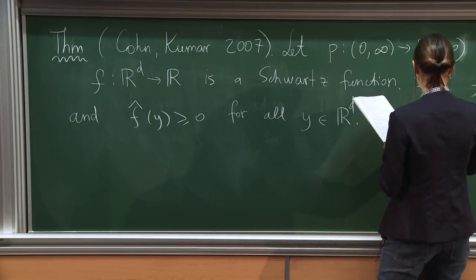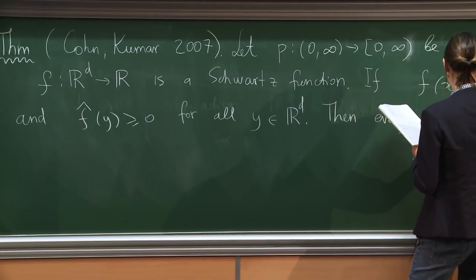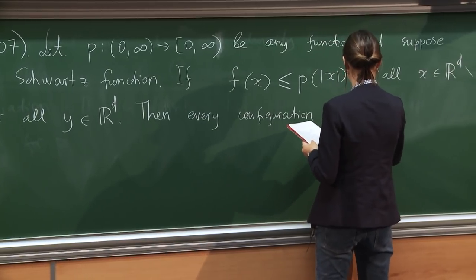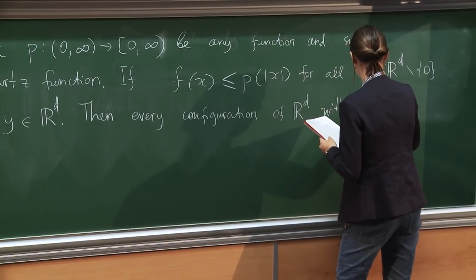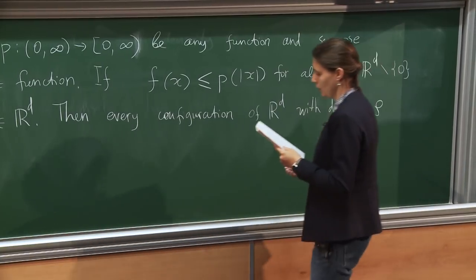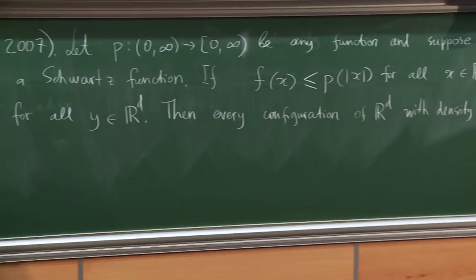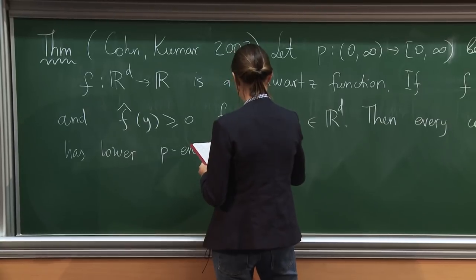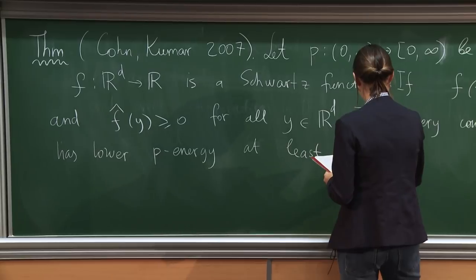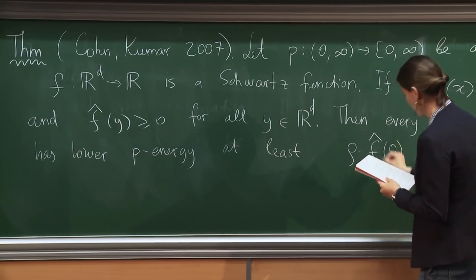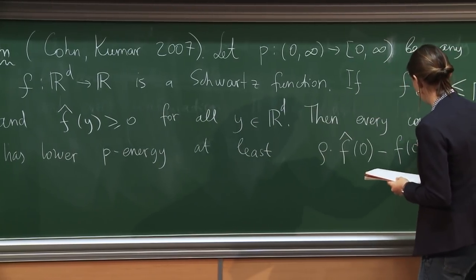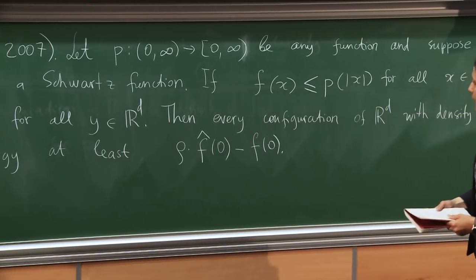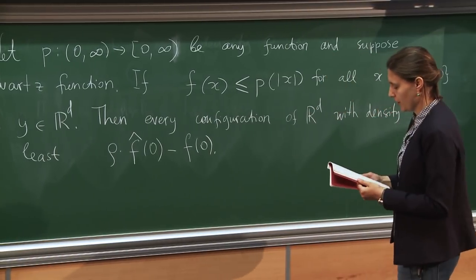Then we know that every configuration in R^d with density rho will have lower P energy which is at least this number, so it should be rho times the value of the Fourier transform of f at point zero minus the value of f at point zero. So we have obtained an estimate for possible P energy.